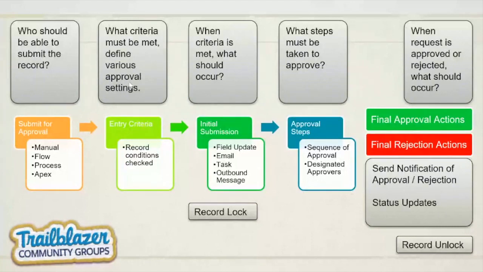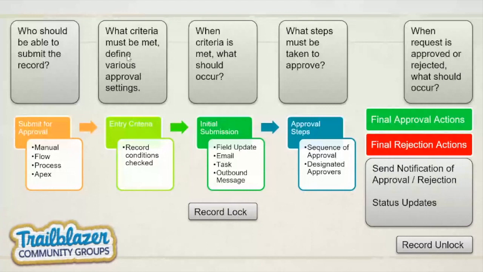Why this comes in handy is because you can create multiple approval processes for one object. For the account object, you can have 5 approval processes, and you can order them in a sequence, so that this is the first priority approval process you should check. If it meets the criteria for approval process number one, it will go into that approval process. But if it doesn't meet the criteria, it would check the criteria for approval process number two.